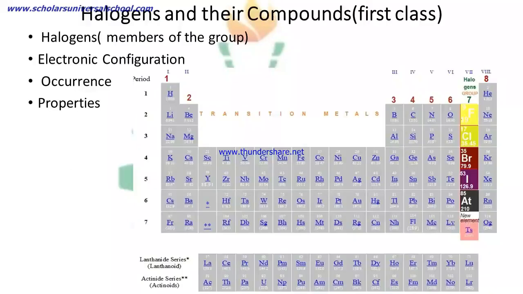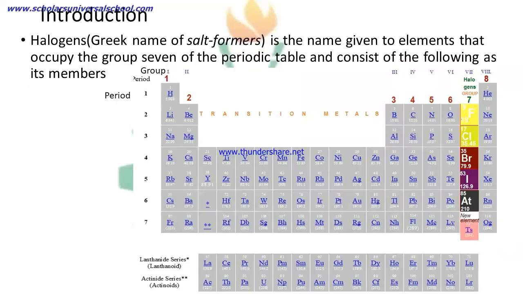Now, today we are going to talk about halogens and their compounds. Though today is just an introductory class to the lecture, in other classes we are going to discuss more about the halogens and their compounds. So, today we are going to discuss the members of the group. We'll talk about their electronic configuration. We'll talk about their occurrence in nature and also their properties.